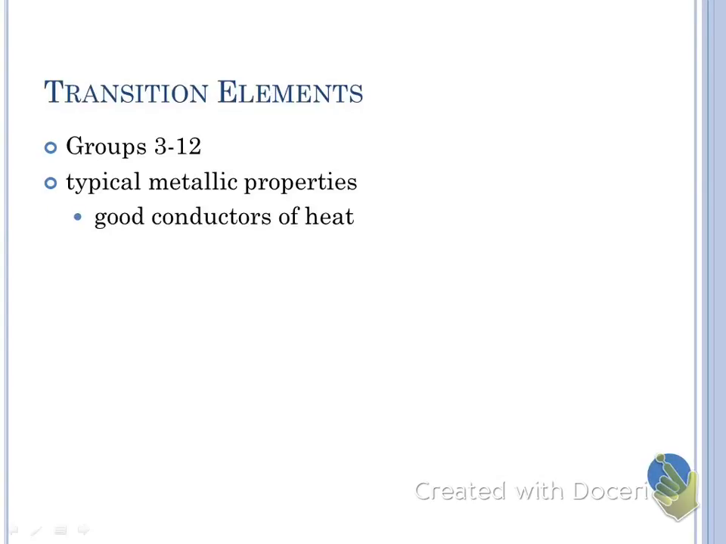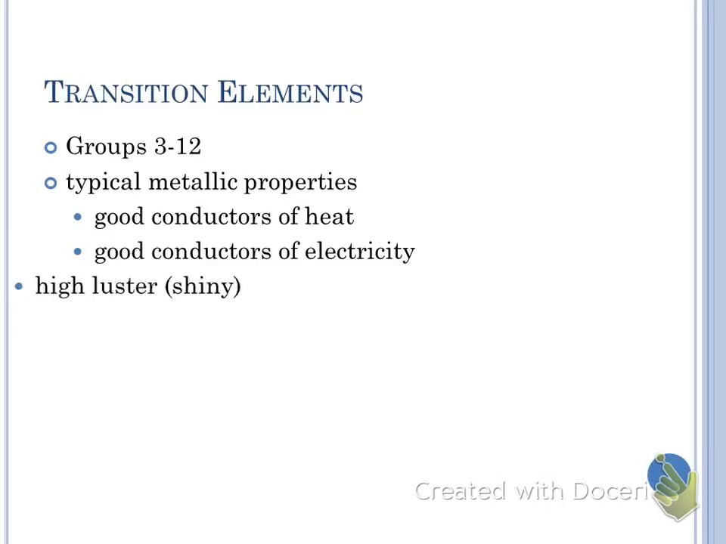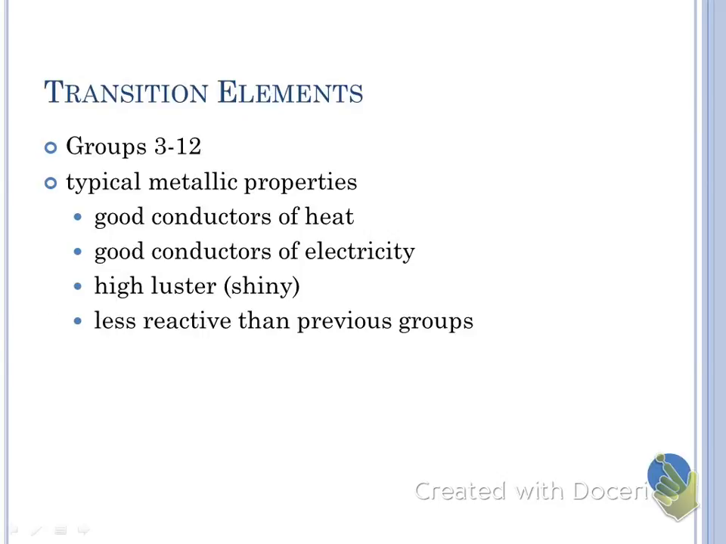So these typical metallic properties mean they're going to go along with what we learned about metals really well. They're good conductors of heat and electricity. They have really high shine. And they're less reactive than our first 2 groups. Our group 1 and 2, even though they're metals, behave a little bit differently, right? We usually don't think of metals as lighting on fire when they touch water, right? So these transition metals act a little bit more like the way we think metals should act.